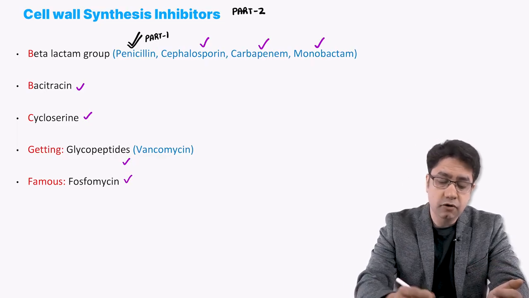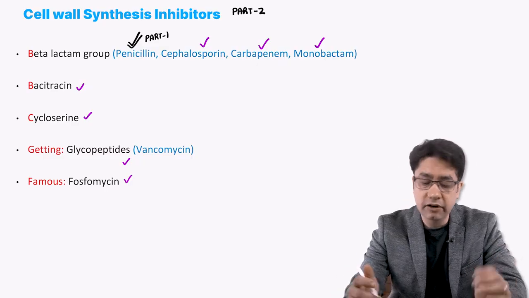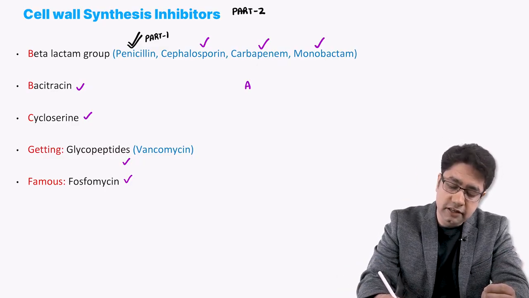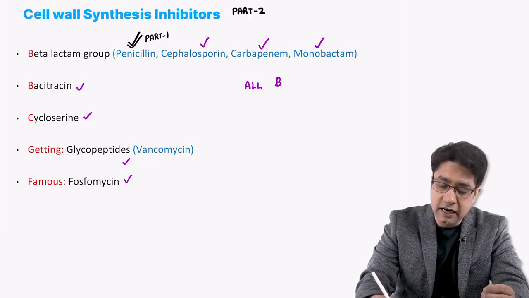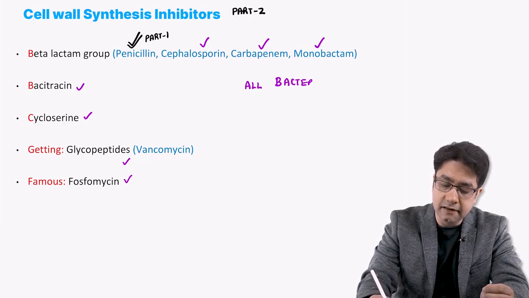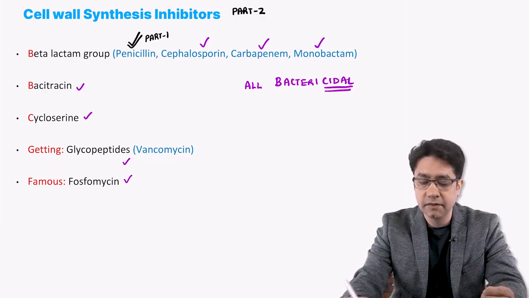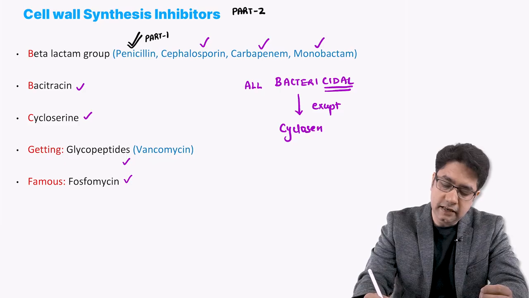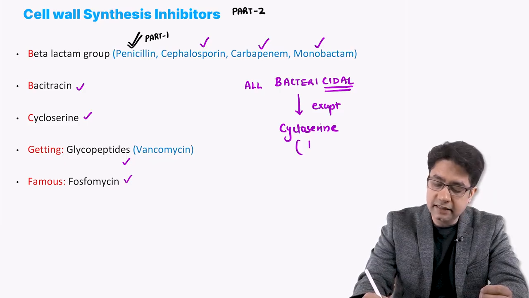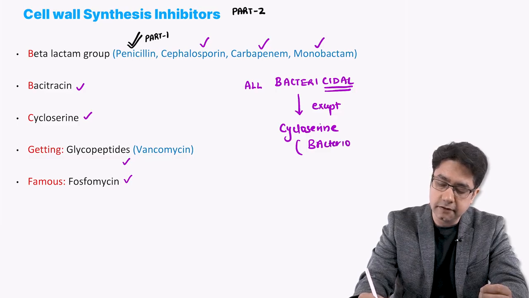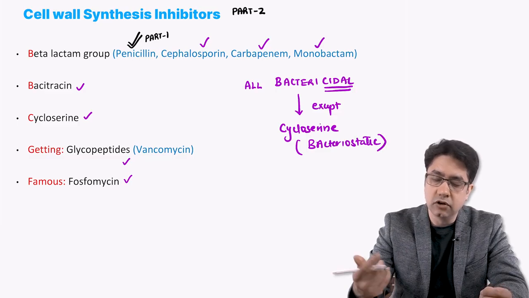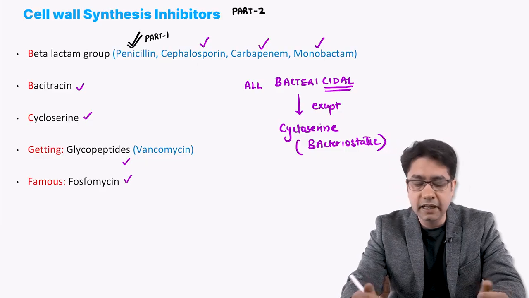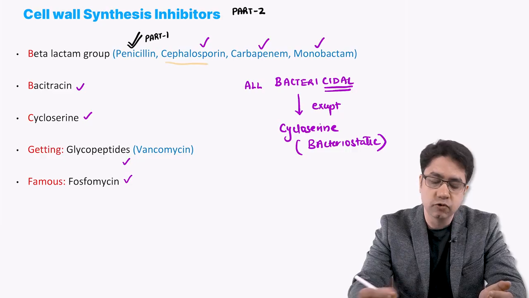Now one point we must remember is that all these drugs which are cell wall inhibitors are bactericidal. That means they produce complete killing of bacteria. So they are all cidal drugs except one drug, cycloserine. Cycloserine is not cidal, it is rather a bacteriostatic drug. So with this note, let's start with the first beta-lactam group of antibiotics, that is cephalosporins.